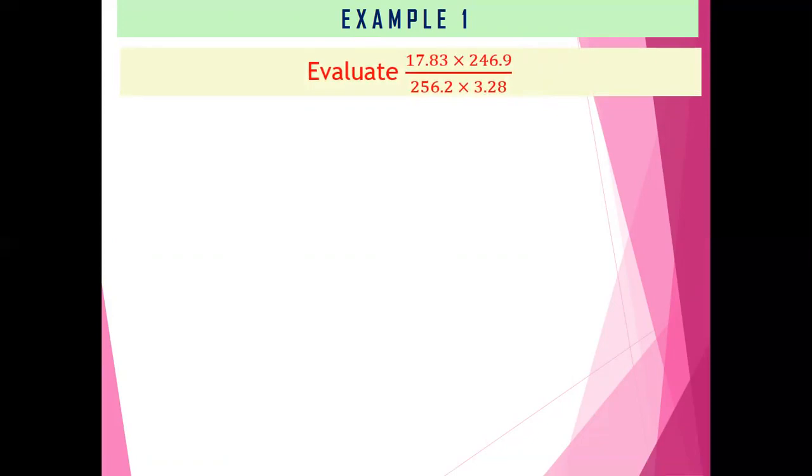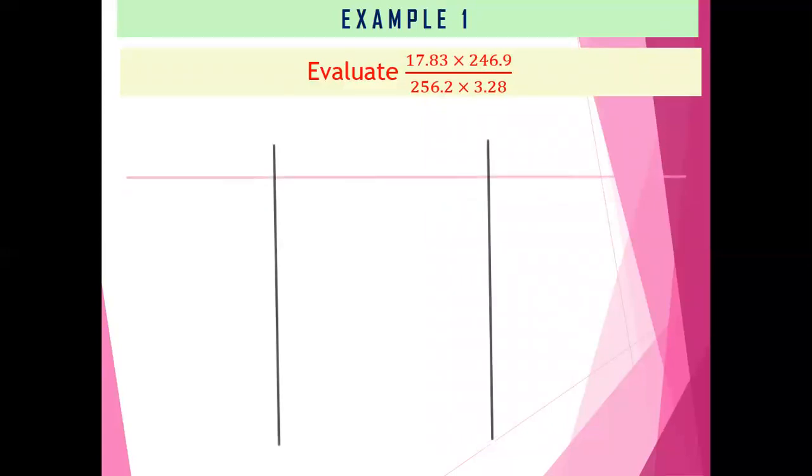So example 1, we want to evaluate this. Can you see that expression there? We want to evaluate everything here. Now I'll go straight to the tabular form because I think it's important that you set out your logarithm work properly. Don't just try to write things in a shabby way. You should set out your work properly.